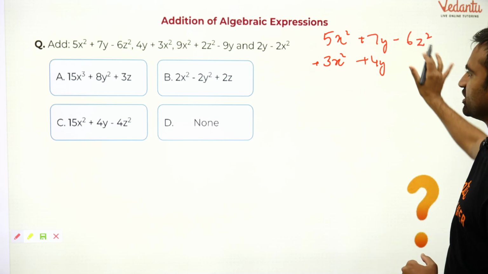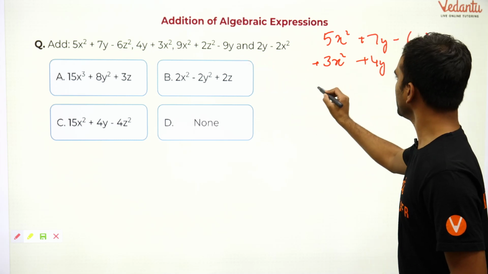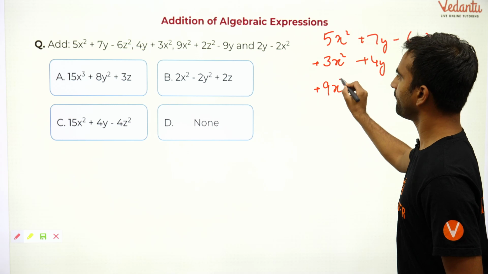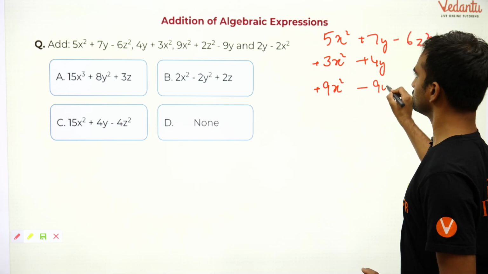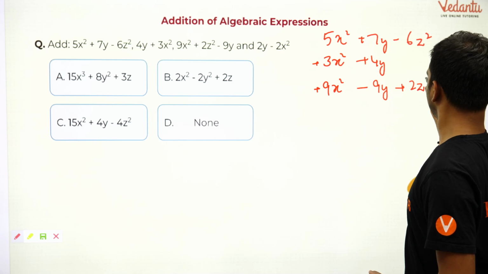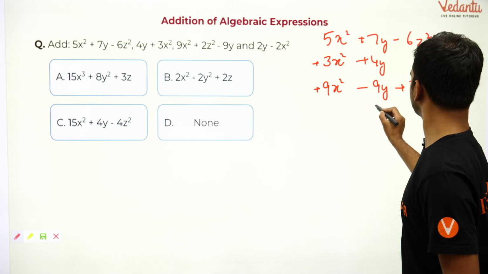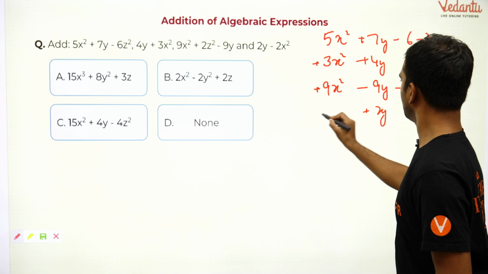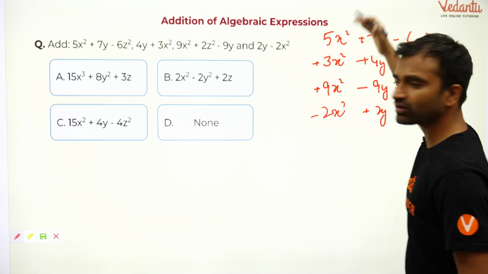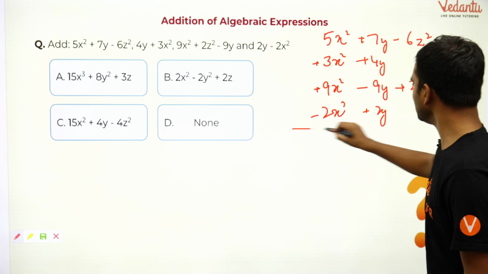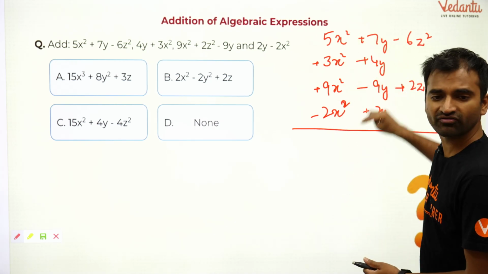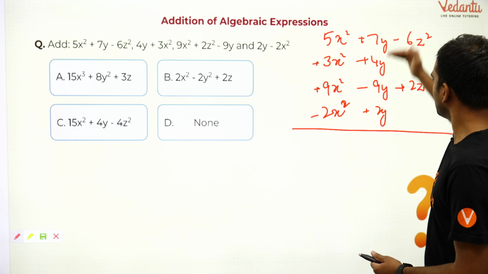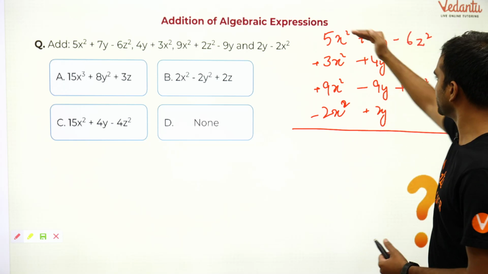That is it. There's nothing of z here. 9x square plus or minus 9y plus 2z square. And then you have plus 2y minus 2x square. So if you write this down like this, it's very easy to figure out. In this case, all you are doing is collecting one type of variable together, right? I have collected all the y's together, all the z together, all the x together.